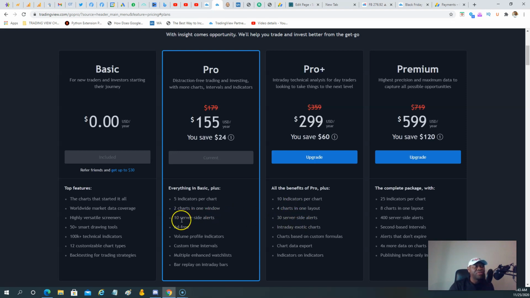Server side alert. How many alerts can you set at any time? Okay, 30. Not too bad. So yeah, definitely ad free, with all of the benefits of the Pro Plus, but with the intraday exotic charts.